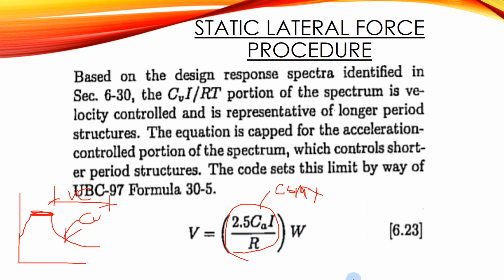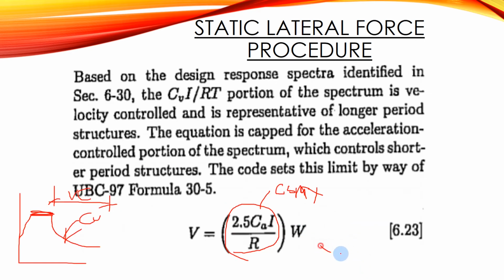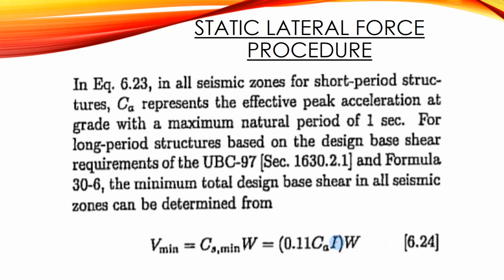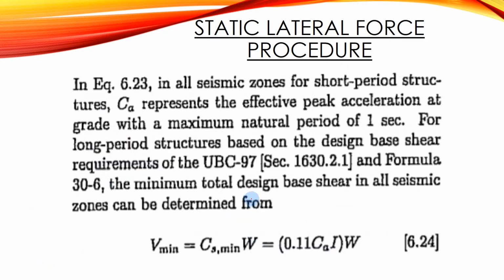So this is the first formula for base shear. Again, this is the first formula for base shear. And this is the second formula for base shear. Then the third one, equation 6.23, which is this equation here. In all seismic zones for short period structures, CA represents the effective peak acceleration at grade with a maximum natural period of 1 second.